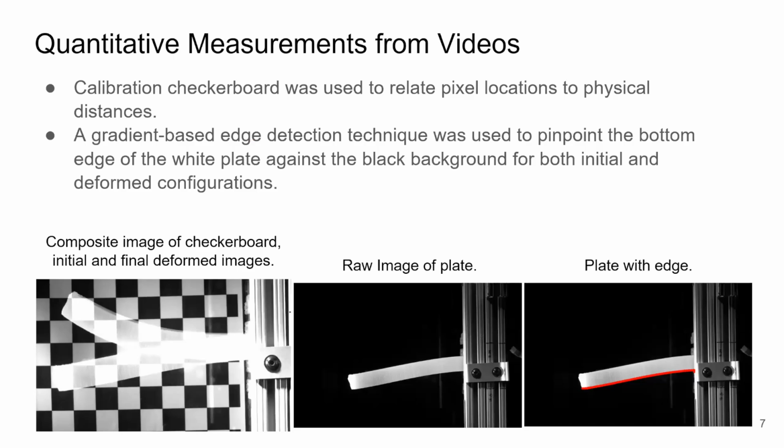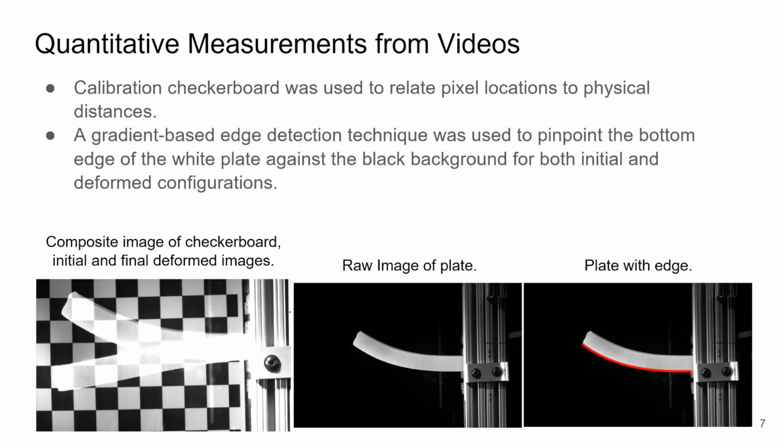To measure the experimental deflection of the panel, a gradient-based edge detection technique was used to pinpoint the bottom edge of the white plate against the black background for both initial and deformed configurations. A calibration checkerboard was then used to relate the pixel locations of the detected edge to physical distances.